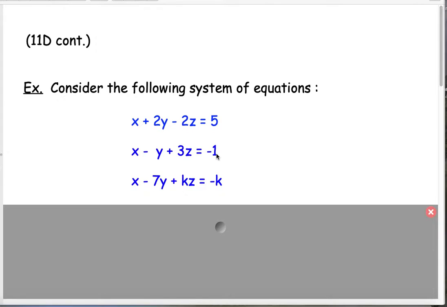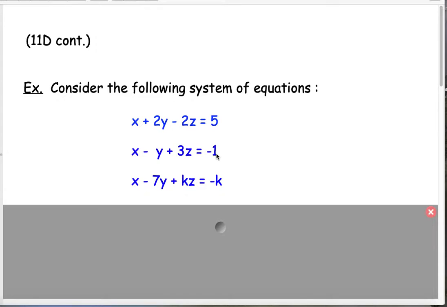Okay, today's lesson is going to be rather quick. I'm just going to go through one example. We're continuing on with the idea from section 11D that if we have a system of equations, we can translate it into an augmented matrix and then use elementary row operations to reduce it down into row echelon form and then use back substitution to solve our system.